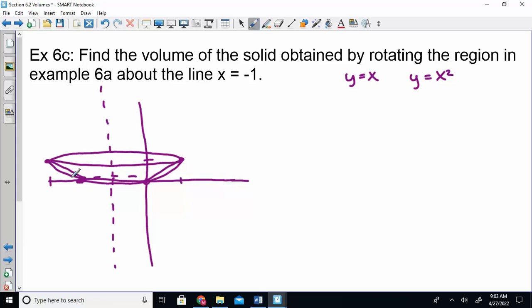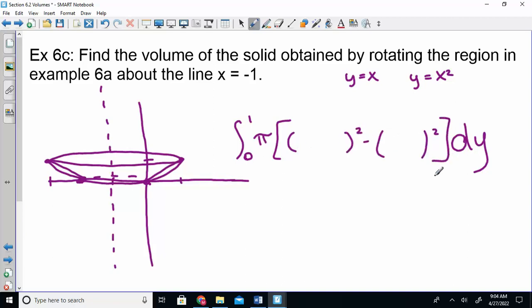Okay, so if I am going to set this up, do we have a definite top and bottom or a definite left and right? Top and bottom, right? Because if you think about the left and the right, it depends on where you're at. But no matter where I'm at here, we have a top and a bottom. So those are my y values. So we're going to go from 0 to 1. And 0 and 1 are y, so we need to do it in terms of y, so dy. Because it's hollow in the middle, this is a washer method. So we have to do the first one squared minus the second one squared.